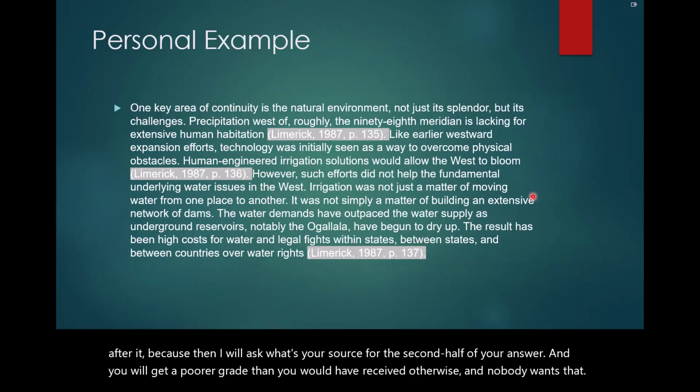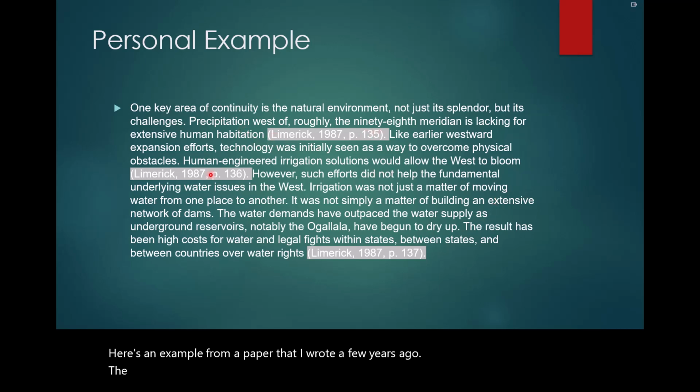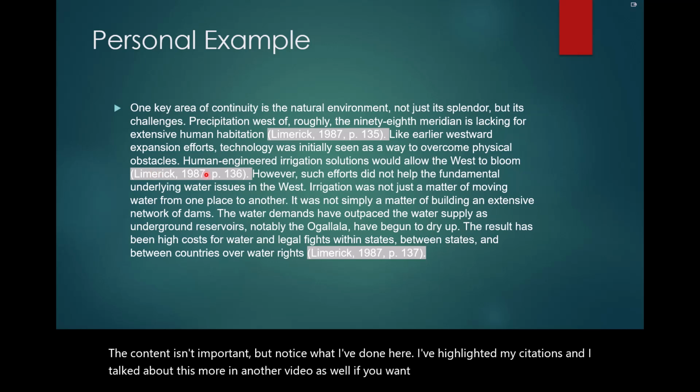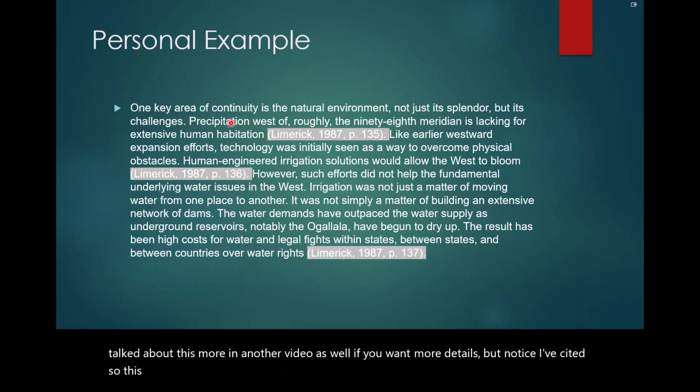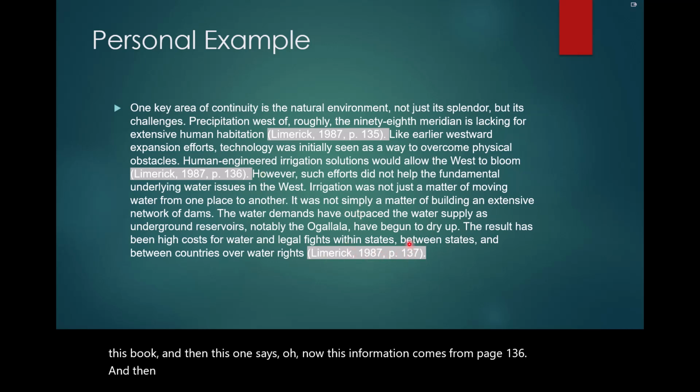Here's an example from a paper that I wrote a few years ago. The content isn't important, but notice what I've done here. I've highlighted my citations, and I talk about this more in another video as well if you want more details. This is telling my reader that the information before this citation comes from page 135 in this book. And then this one says, now this information comes from page 136. And then the remaining information comes from page 137.